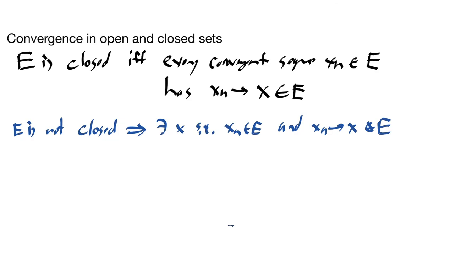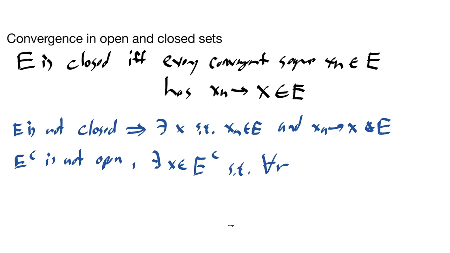Okay. So the way I'm going to prove that is, since E is not closed, E complement is not open. And if E complement is not open, then there must exist some x in E complement such that for all r, the ball of radius r about x is not a subset of E complement.